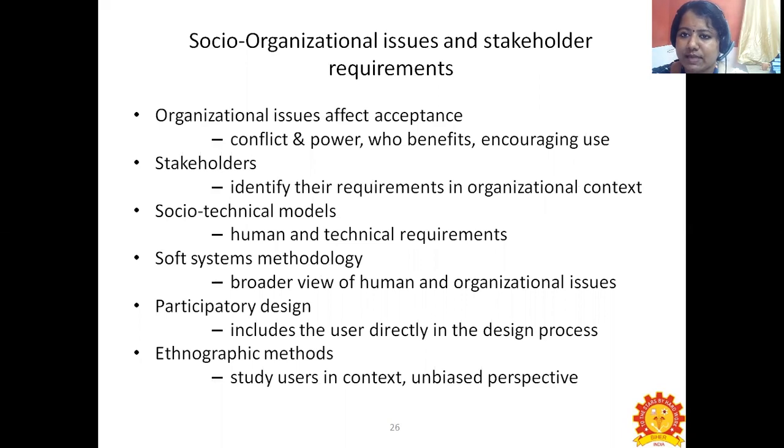Next, we are going to see the socio-organizational issues and the stakeholders' requirements. Organizational issues affect acceptance. Under this, we are going to see conflict and power, who will benefit and who is going to encourage it. Next, the stakeholders. Next are the socio-technical models, soft systems methodologies, participatory design, and ethnographic methods. These are the things which come under the socio-organizational issues and stakeholder requirements.